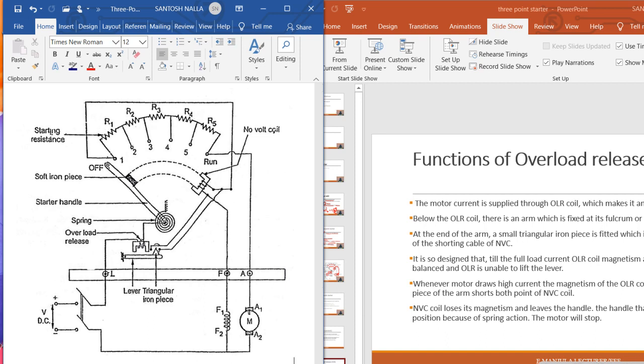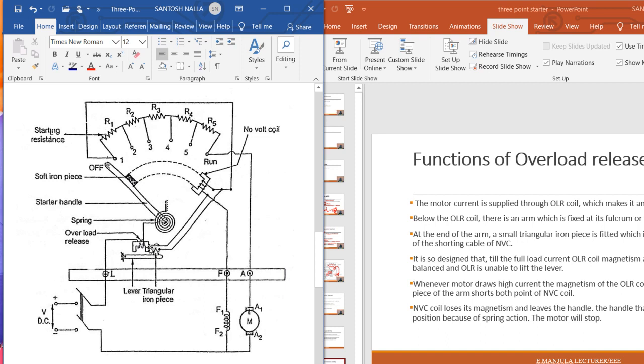So what happens at this time, when these two ends are shorted, is that the line is directly connected to the field, disconnecting the NVC coil. Once the NVC coil is disconnected, it will de-energize and release the handle, so it will go to the off position. So in both conditions, the OLR and also the NVC are protecting the motor. So this is about the 3-point starter.